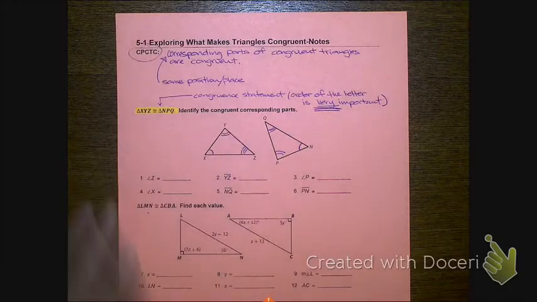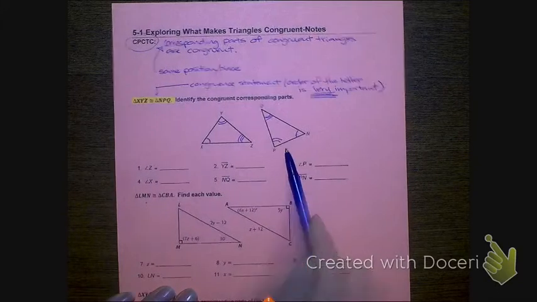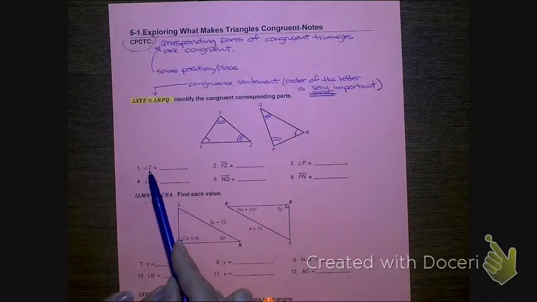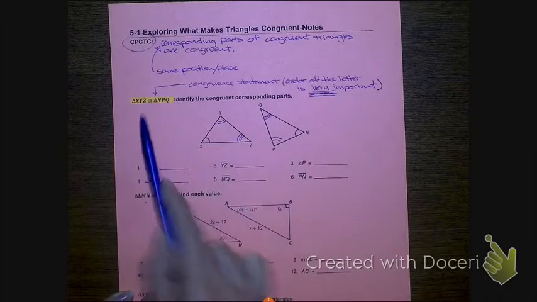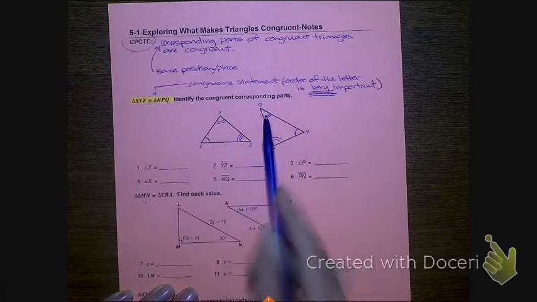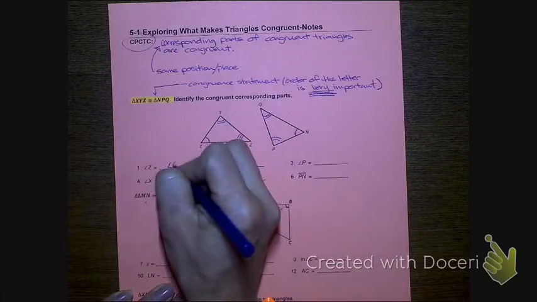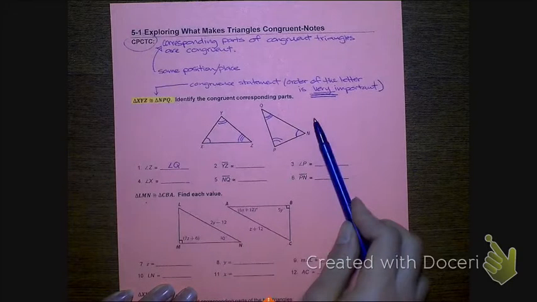Okay. All right, so let's take a look at the problems here. It wants to know angle Z is equal or congruent to which angle up here? Okay, well let's look at what we marked. Angle Z was congruent to angle what? Q, okay?